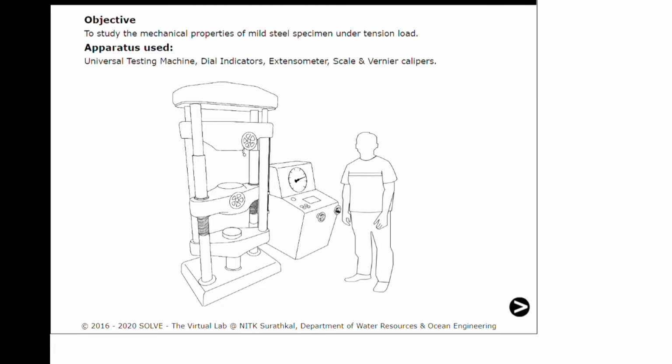Today we are doing a tensile strength test using a virtual lab. The objective is to study the mechanical properties of a mild steel specimen under tension load. The apparatus used is a universal testing machine, dial indicators, scale and vernier calipers.